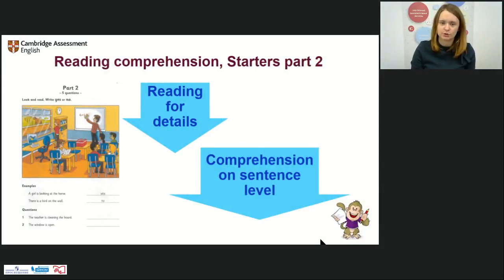The next one is going to be reading comprehension. Again, for starters, part 2. They have a picture to create some context. Still, they need to read for details and identify whether the information given in the sentences is true or not. They will only need to write yes or no, not true, false, nothing of that kind, just yes or no. And this is comprehension on the sentence level. So again, the picture, the context, what's going on. Pay attention to prepositions, action verbs, and some descriptive language.